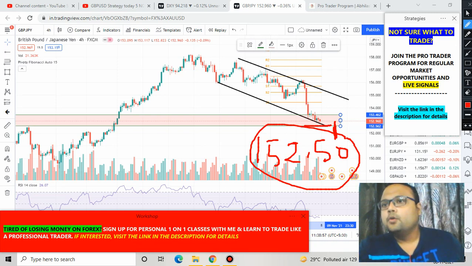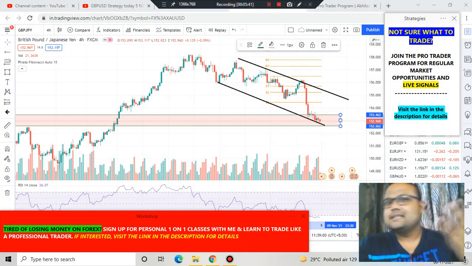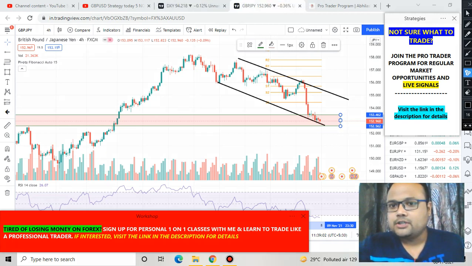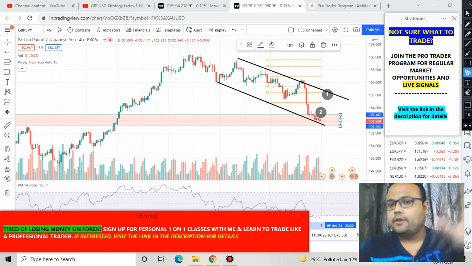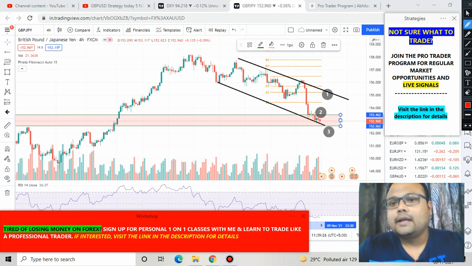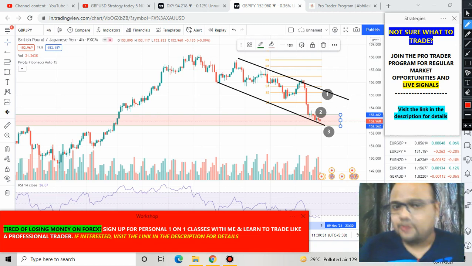So I see three trading opportunities on the GBP JPY chart. If the market goes up and reverses from the trend line, we can take a sell position. If the market tries to recover and starts trading above the 153.50 level, that is our second trading opportunity. Beginners can avoid. On the other hand, if the market breaks below the 152.50 level, we can take a sell position, because that will be completely fresh selling on the market. So these are the three trading opportunities that I see.